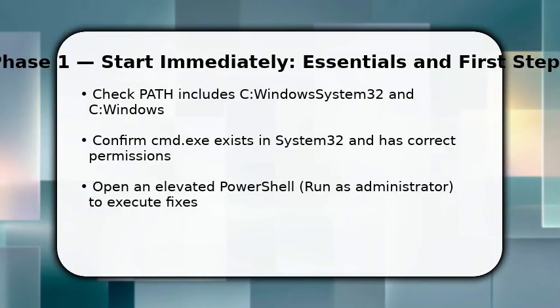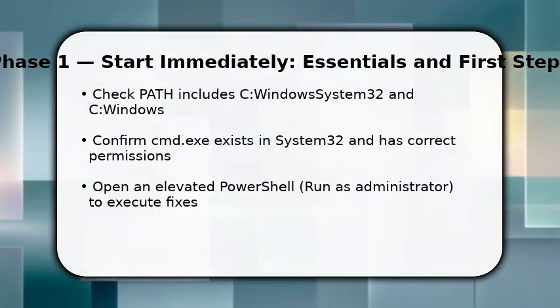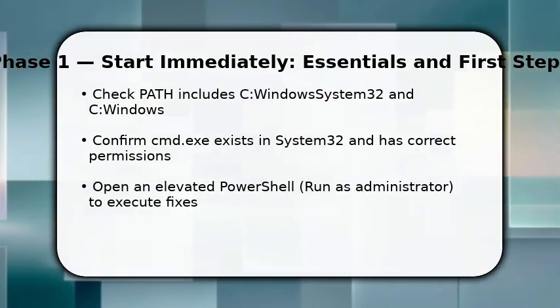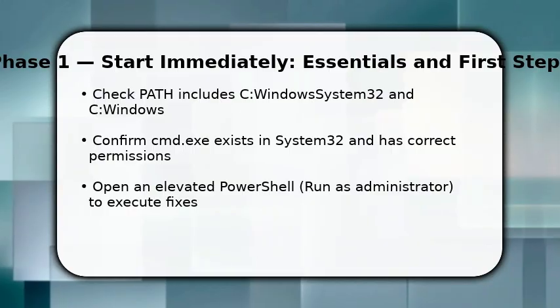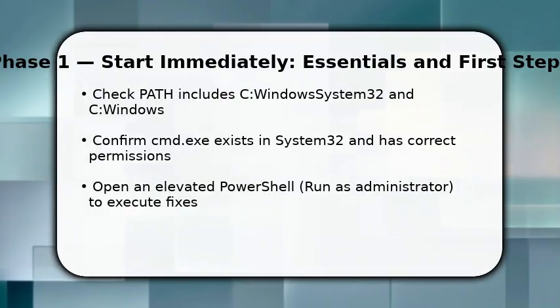You begin by verifying the essentials. Make sure cmd.exe is present in C:\Windows\System32, and the path environment variable includes that folder. Open an elevated PowerShell now. You need admin rights to change system path and file permissions.